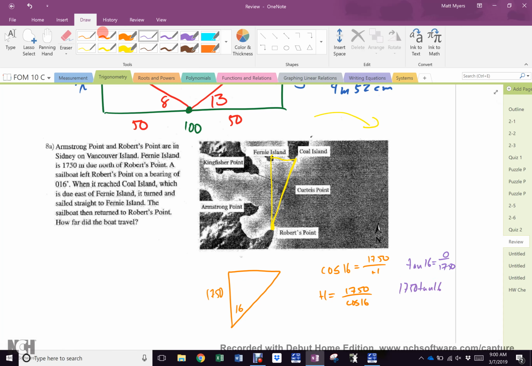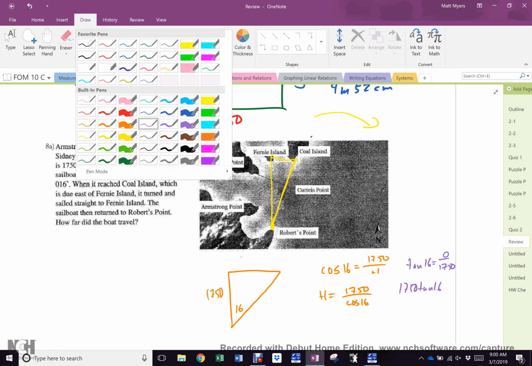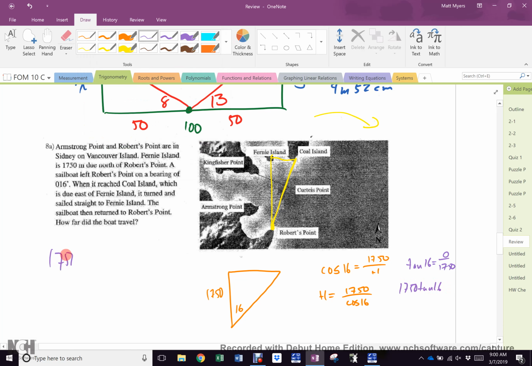And my final answer then is 1750, because I sailed this bit, plus 1750 over cos 16, plus 1750 times tan 16. And I believe the answer is 4,000 and something. But I'm not 100% sure. I'm just checking right now.